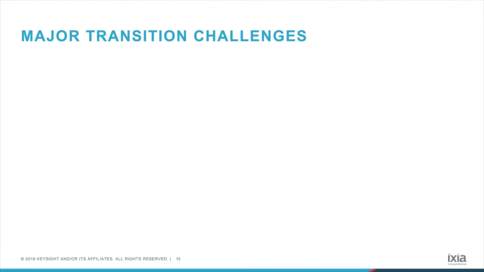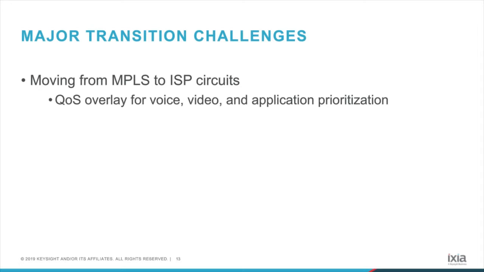So one is really when you're moving to SD-WAN, you're going to switch over from MPLS either partially or completely to go to service provider circuits. And that means that you're going to lose some of the QoS overlay that you had with the MPLS and all the SLA service level agreements that you had. And for critical time-based application like voice, video, it's going to be a challenge.